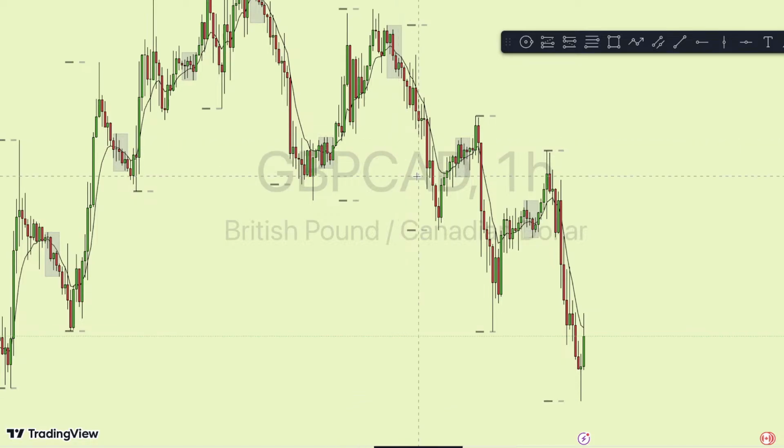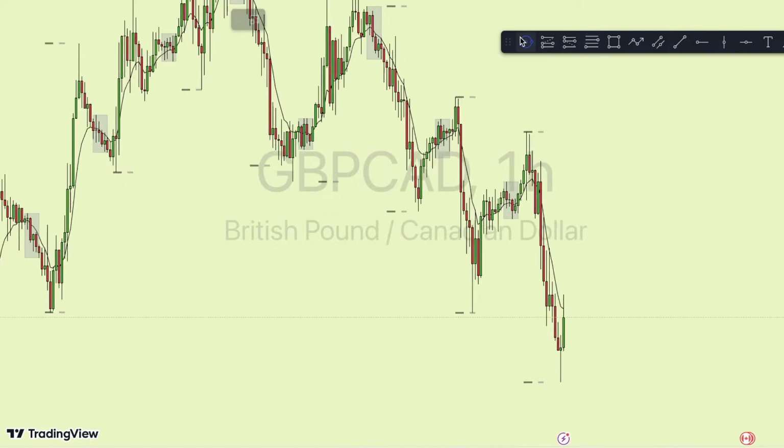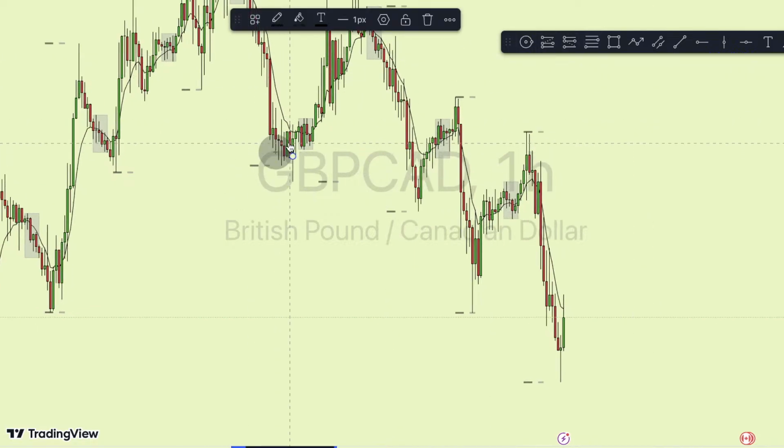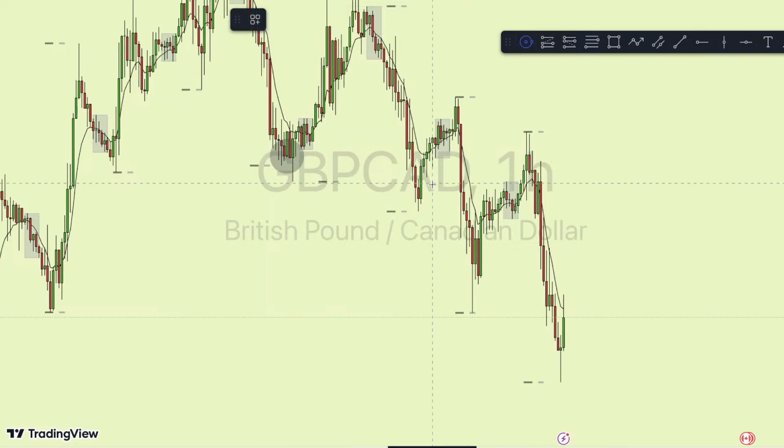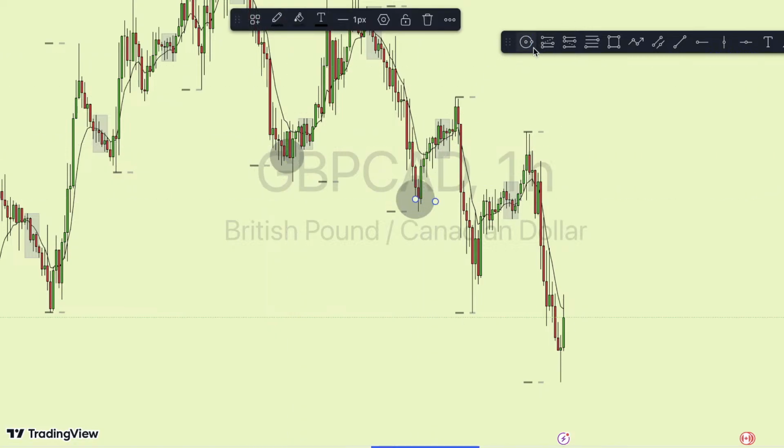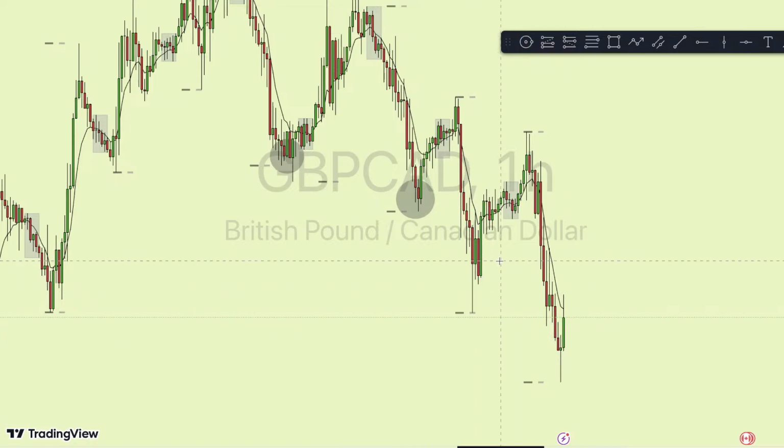We are making consistent lower lows. You can see this lower low. You can see this lower low. You can see this lower low, okay? So, now that we're making consistent lower lows and lower highs, we are looking for a sell.